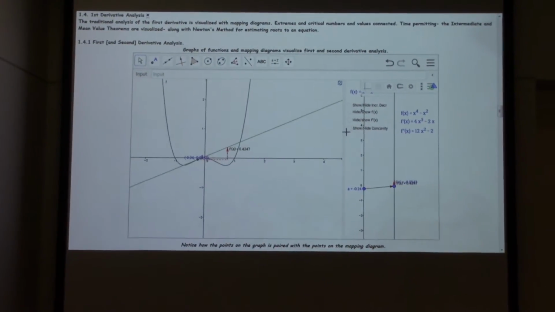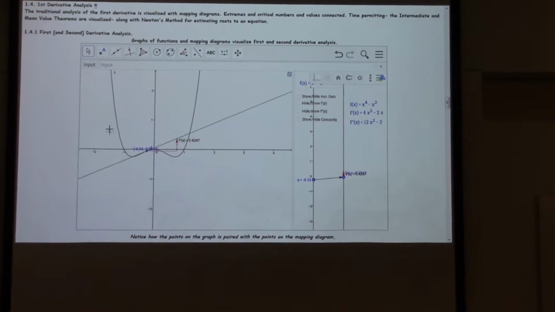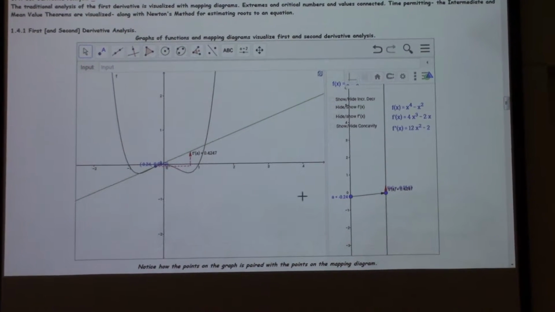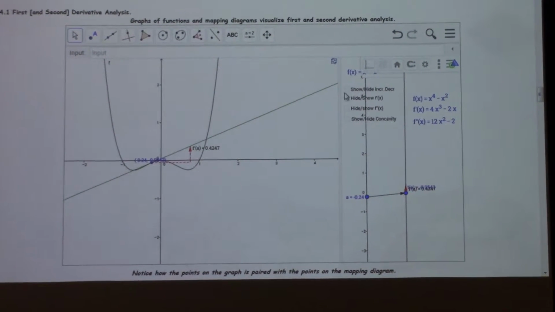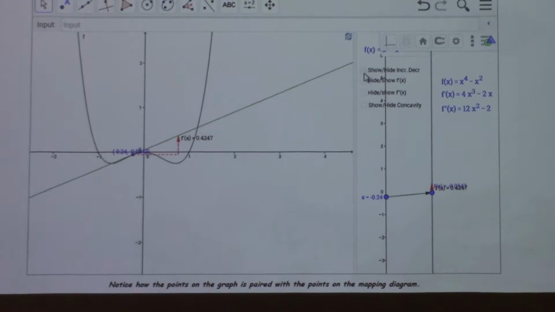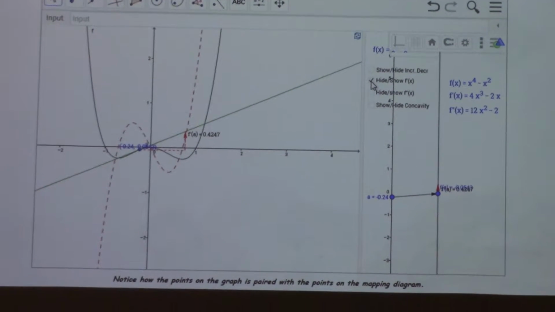Okay, so a lot of times we want to do increasing and decreasing analysis, and so we do that on the graph. We say, oh, decreasing, then increasing, then decreasing, then increasing. Well, I want to see that on the mapping diagram, and of course, where it's 0, those are our critical points. So here's the derivative. I got that graph. That's pretty easy.